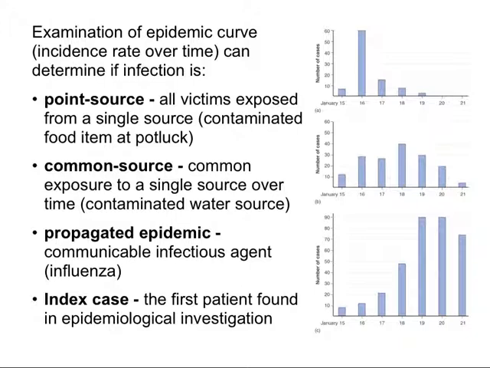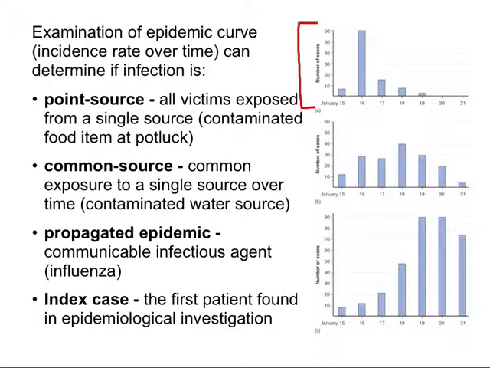Sometimes examination of the epidemic curve, or the incidence rate over time, or the morbidity rate over time, can help us determine whether an infection comes from a point source, a common source, or is a propagated epidemic. Now, each case has an index case. That's the first patient found in the epidemiological investigation. The top figure here shows the point source. If all victims exposed come from a single source, the example here would be a contaminated food item at a potluck or an individual dish at a particular restaurant.